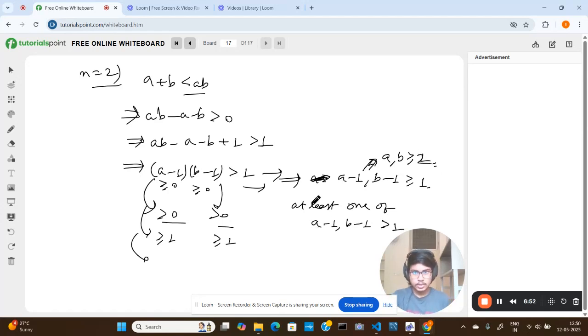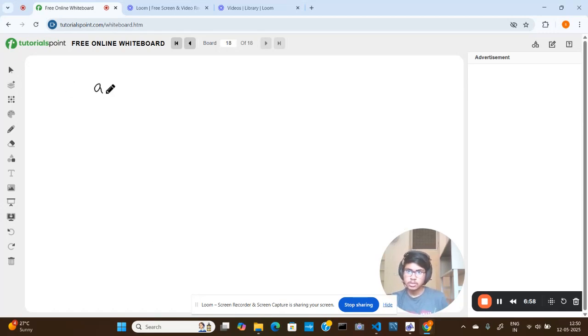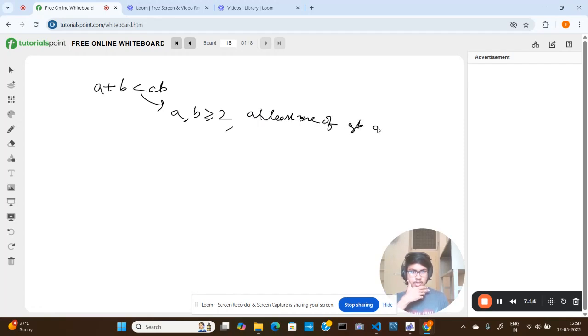So we can see when does the sum become greater than the product. Sorry, I mean the product becomes greater than the sum. The product becomes greater than the sum when a and b both are greater than or equal to 2, and at least one of a, b is greater than 2. Then the product will become greater than the sum.